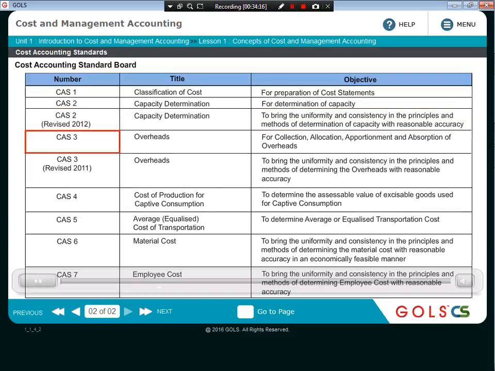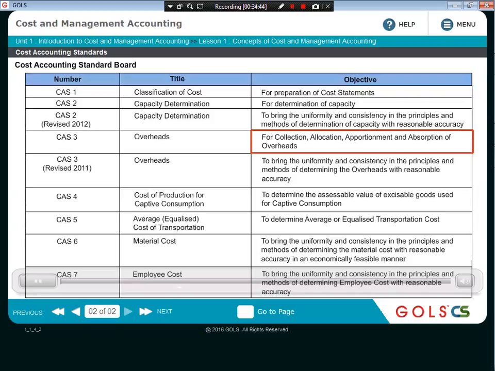Cost accounting standard 3 is in relation to overheads, which was revised in the year 2011. Earlier, it had an objective only for the collection, allocation, apportionment, and absorption of overheads. Whatever other expenses are incurred, which are normally called overheads, how they have to be ascertained, how they are to be allocated, how they are to be apportioned to the different products, how they are absorbed. In relation to that, earlier it was the objective.